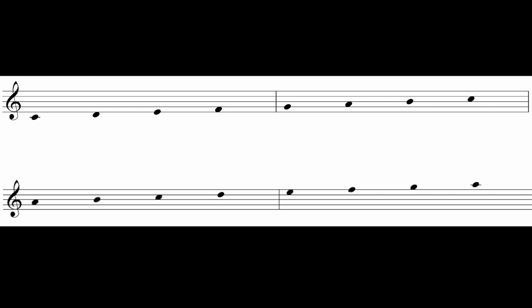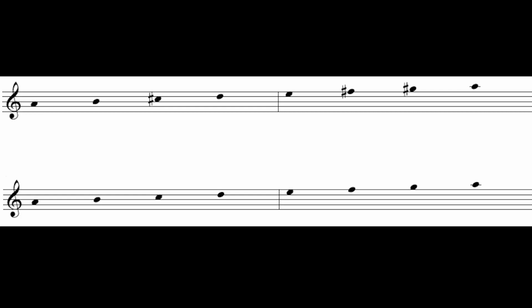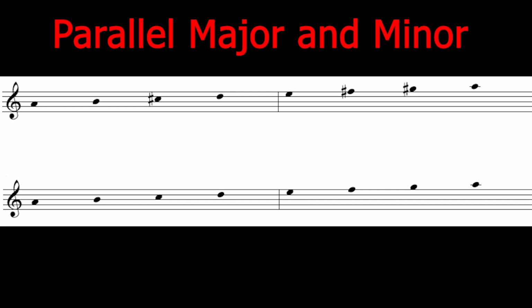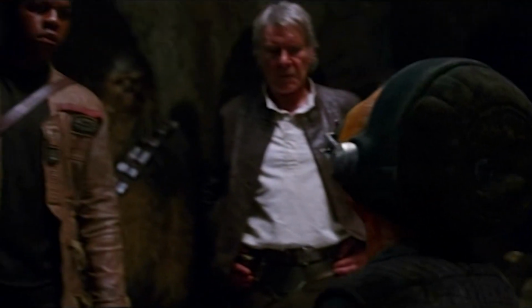This makes C major and A minor what we refer to as relative major and minor. And while it's the same 7 pitches, the order has made all the difference to the sound and feeling of the scale in music. Meanwhile, A major and A minor would be what we refer to as parallel major and minor. And what exactly does that mean? A good question. For another time. We'll talk more about this in a later lesson.